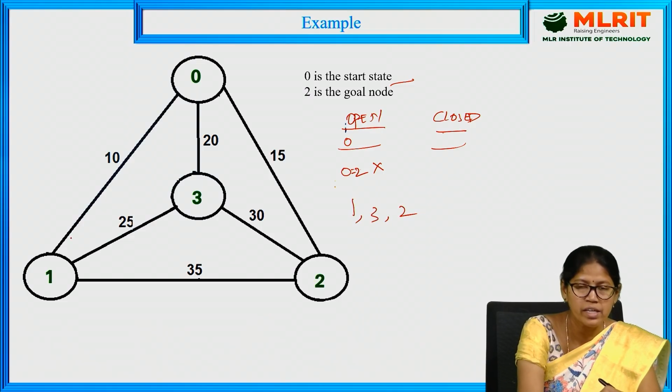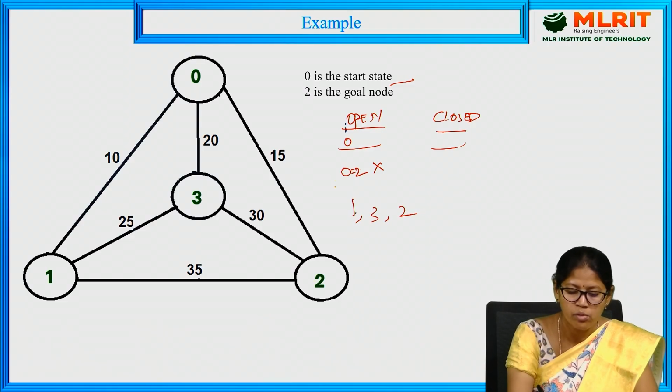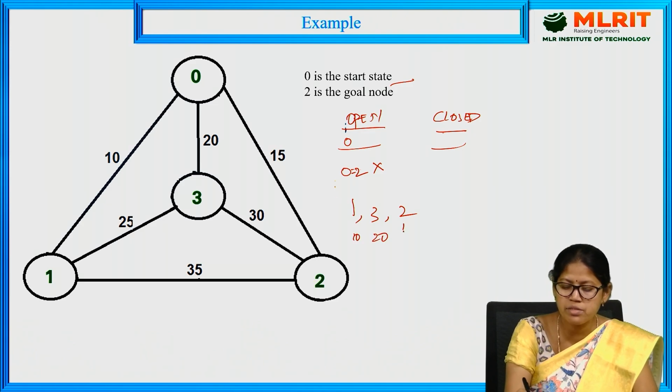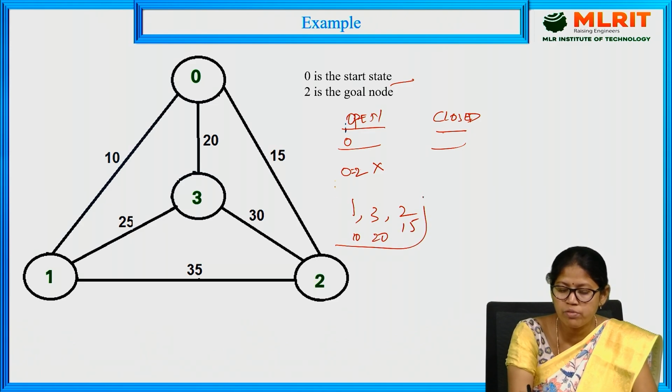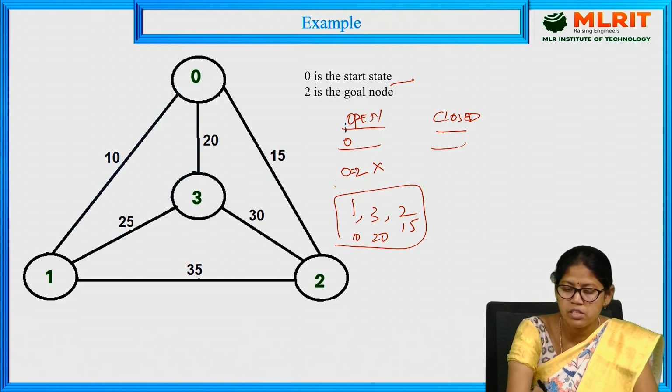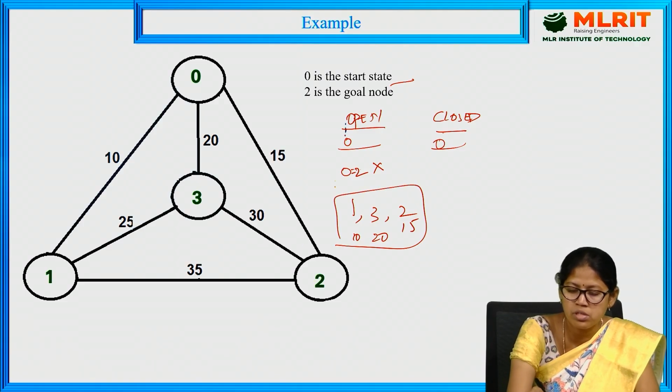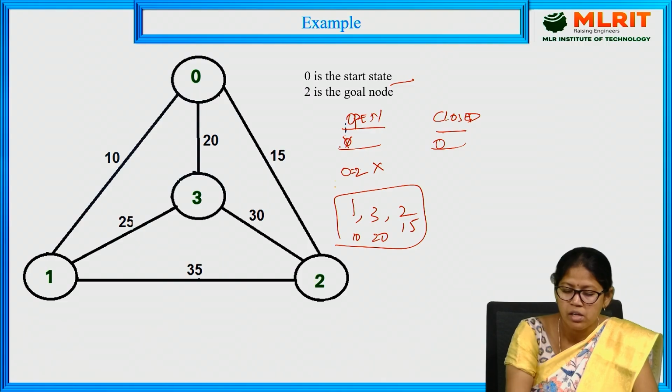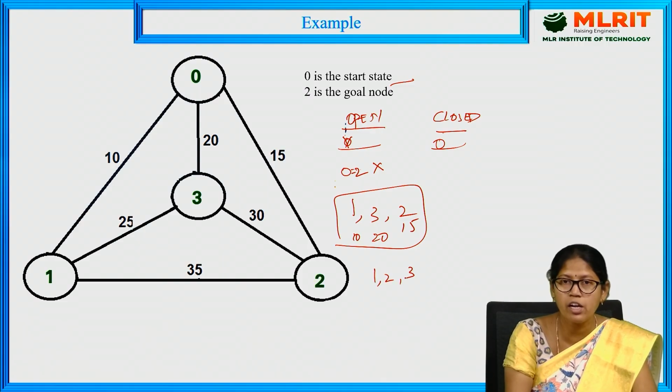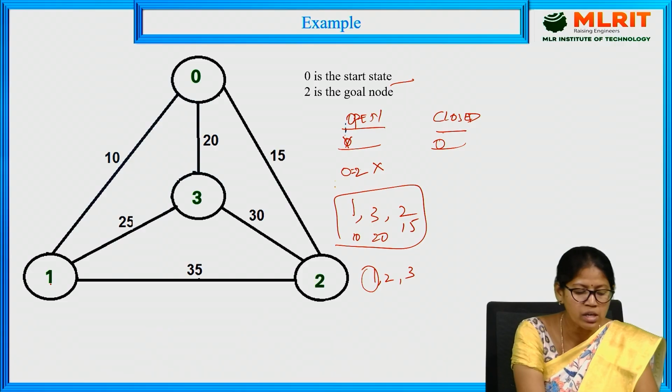And it will find out the cost values: 1 is 10, 3 is 20, 2 is 15. Then these nodes will be sorted. This 0 will be moved to the closed. Now open contains 1, 2, 3. According to the G values they will be sorted, and whatever least value is there will be explored now. 1 contains 3 and 2.